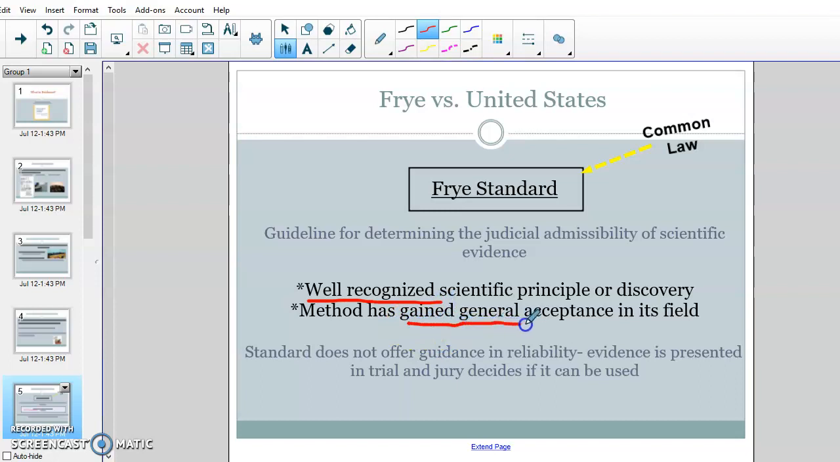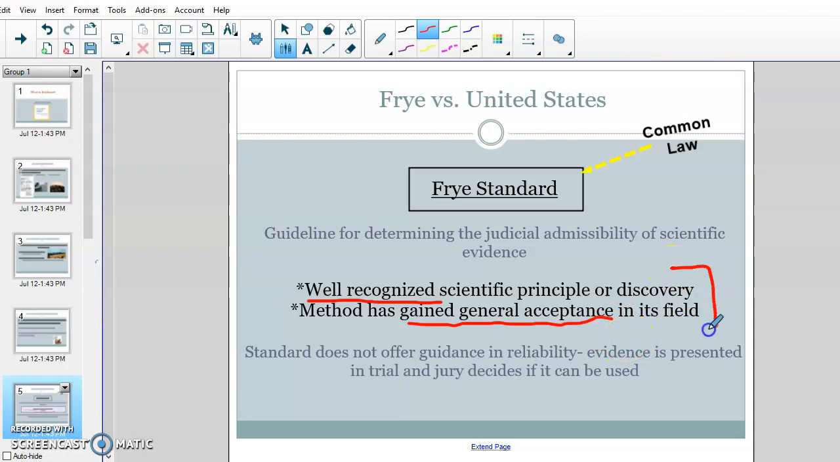So what happened was in 1923, it was a lie detector test that they were trying to put in. Somebody was being accused of murder, and they wanted to take a lie detector test. And they were saying that the lie detector test shouldn't be allowed in court because it wasn't well recognized or generally accepted. Meaning that not enough people recognized it as good science, and it hadn't been generally accepted in its field as something that was practical.